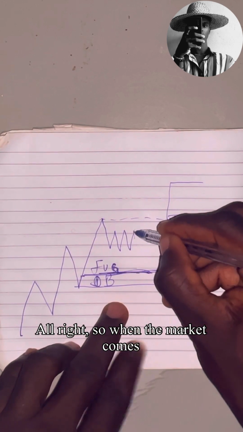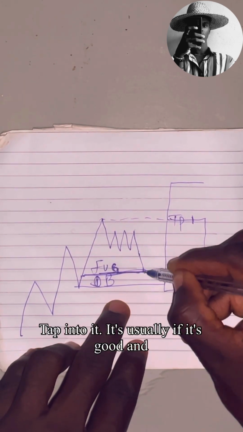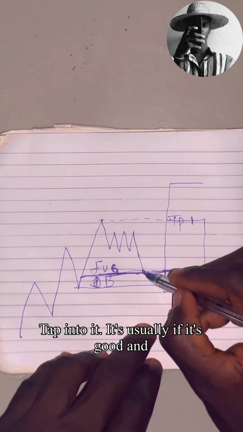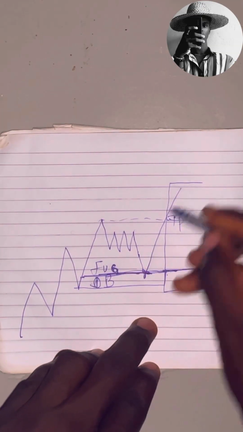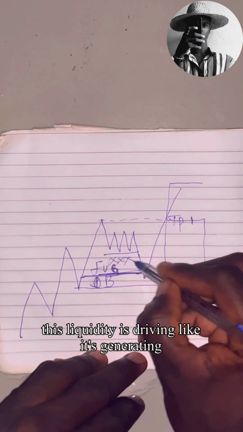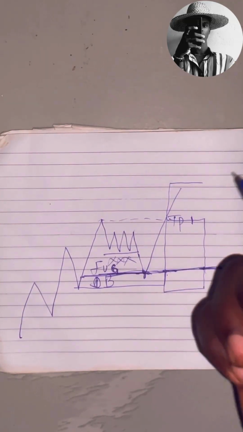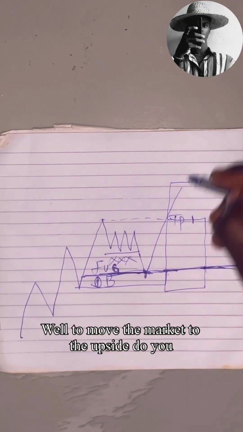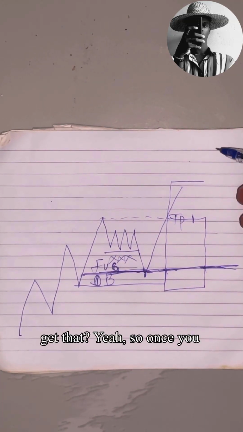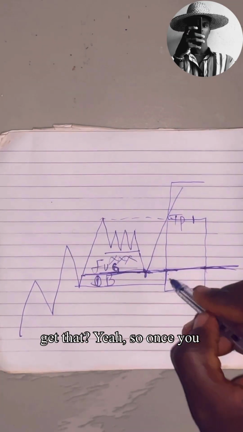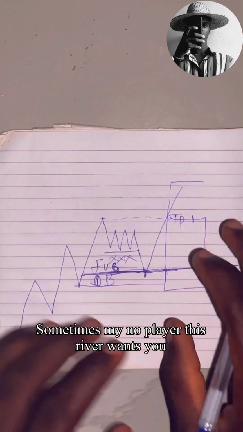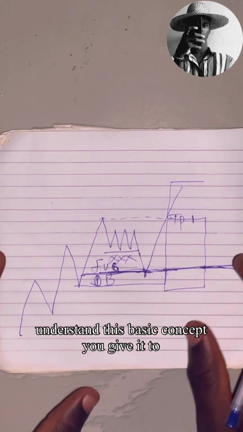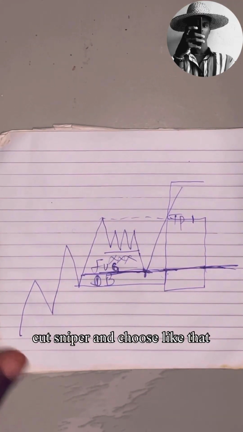So when the market comes and taps into it, if it goes down, it just goes down a little, but usually it just comes, taps and moves. Why? Because it's clearing this liquidity here. This liquidity is generating enough money, enough fuel, to move the market to the upside. Do you get that? So once you understand this, sometimes it might not play out this way, but once you understand this basic concept, you'll be able to catch sniper entries like that.